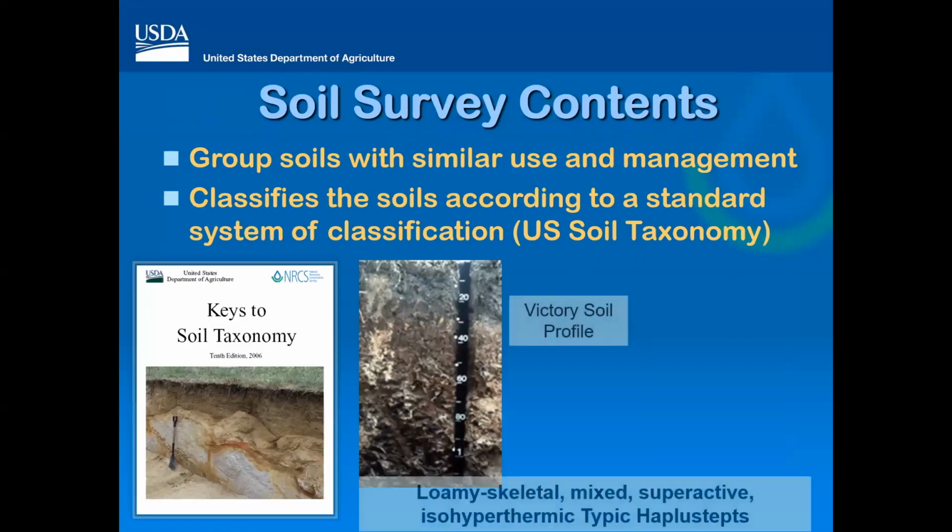It groups soils with similar use and management. I'm going to be referring to this term when I run the soil survey maps: soil survey map units. These are segments in the landscape that share similar use and management. We also classify the soils according to the standard system of classification, which is the US Soil Taxonomy. Why do we do that? Because it's what we use to communicate as scientists.